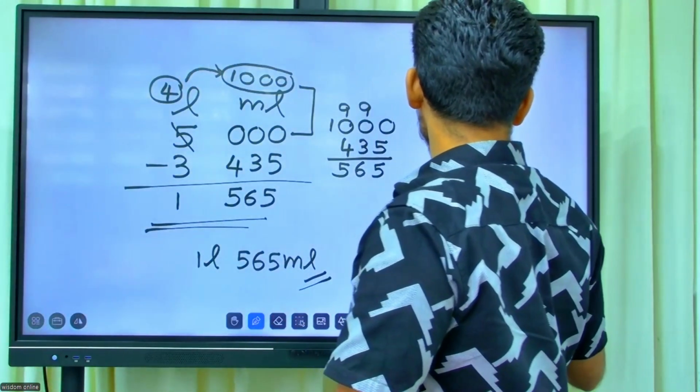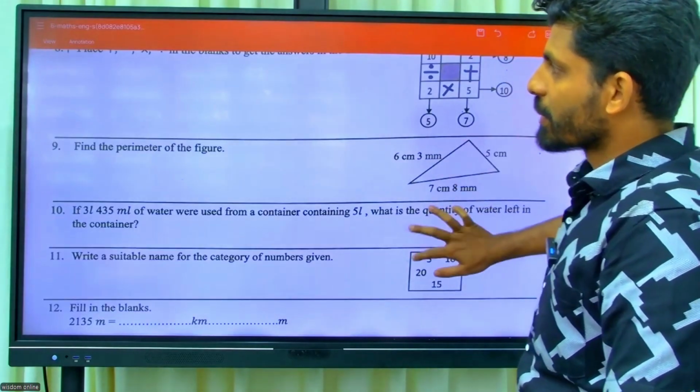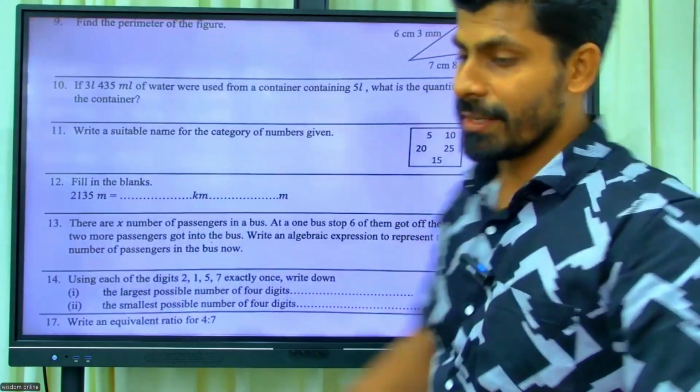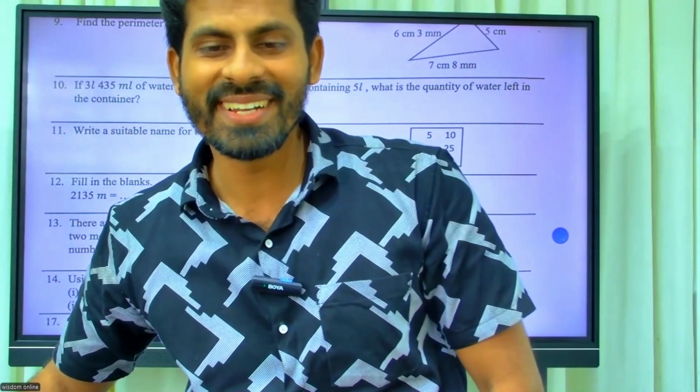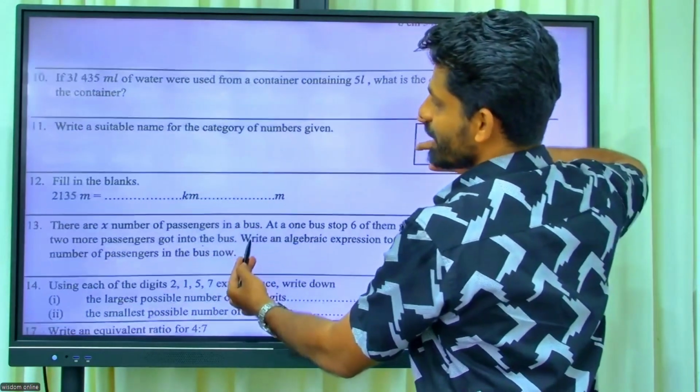Right, okay, lamai. Let's quickly move to the next one. Yes. Question number 11. Right? Let's zoom this one.